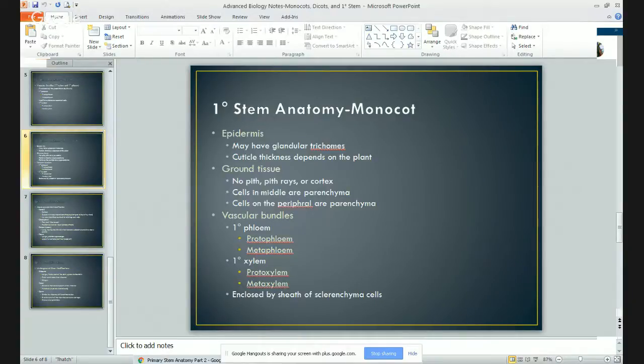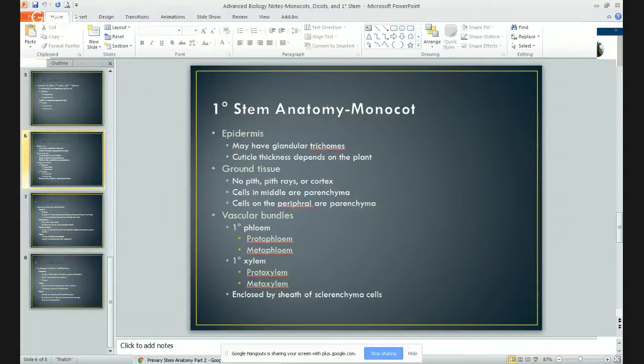The outside is going to look very similar to the dicot stem. Still got your epidermis covered by a cuticle, which again, this thickness can depend on your plant. You can have trichomes on the outside. Sometimes you can have guard cells. Now, here's where the major difference is.